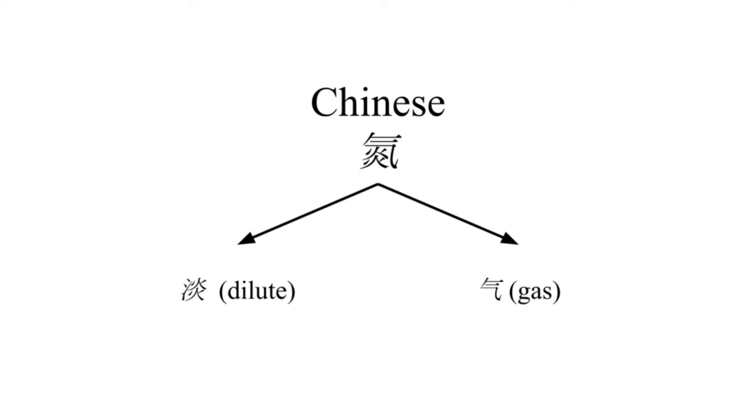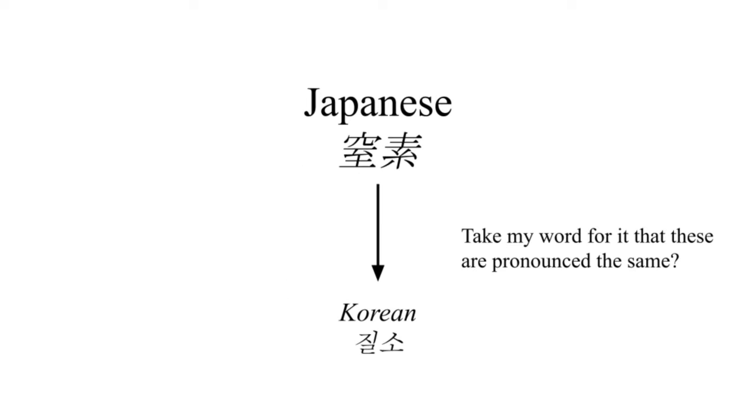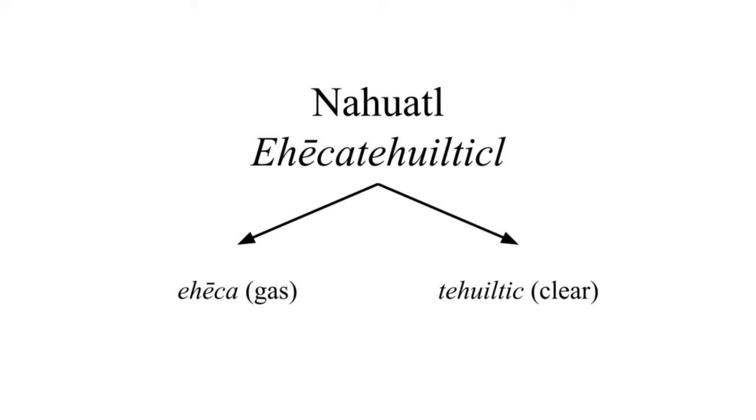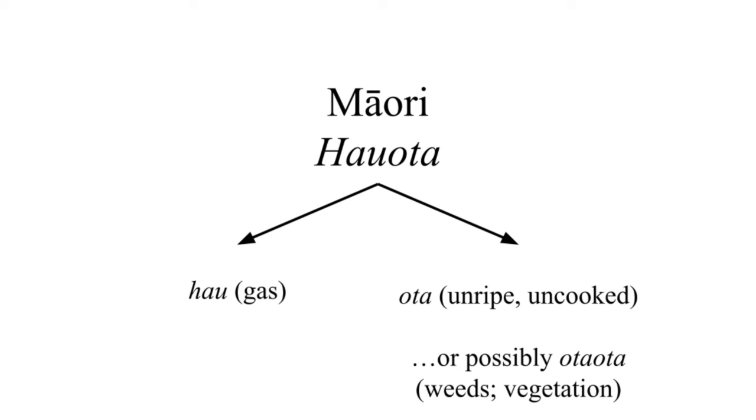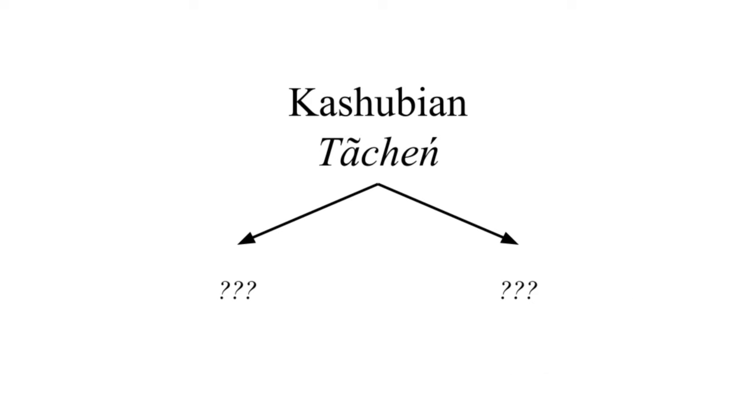Chinese dan means diluting gas. Korean is loaned from Japanese. Nahuatl ehekatlahuiltiki means clear or transparent gas. And I believe Maori means uncooked or raw air. The Kashubian word for it is tohen. I was unable to find an etymology for this, and this certainly won't be the last time so.